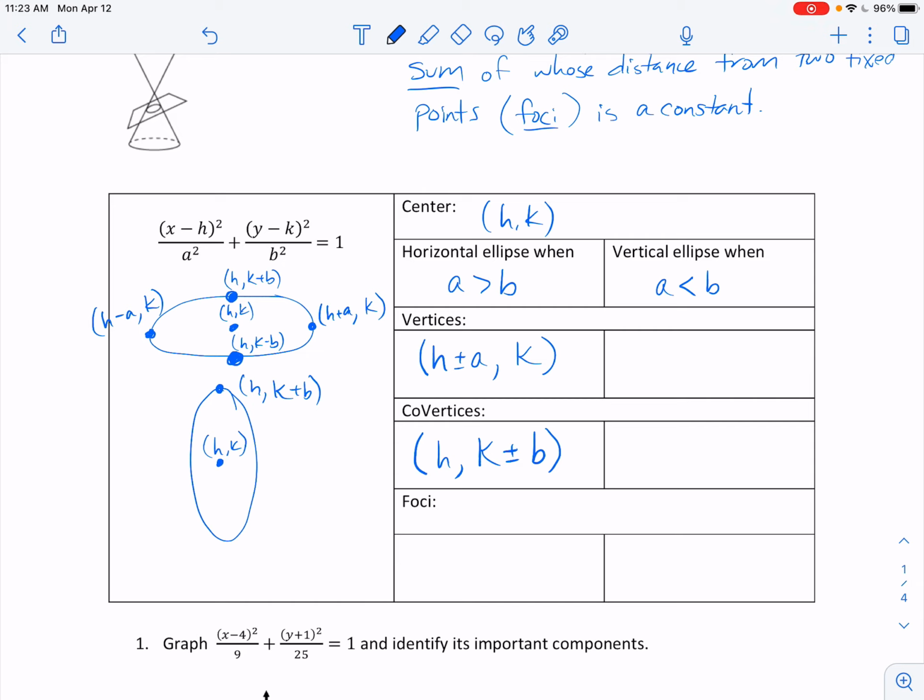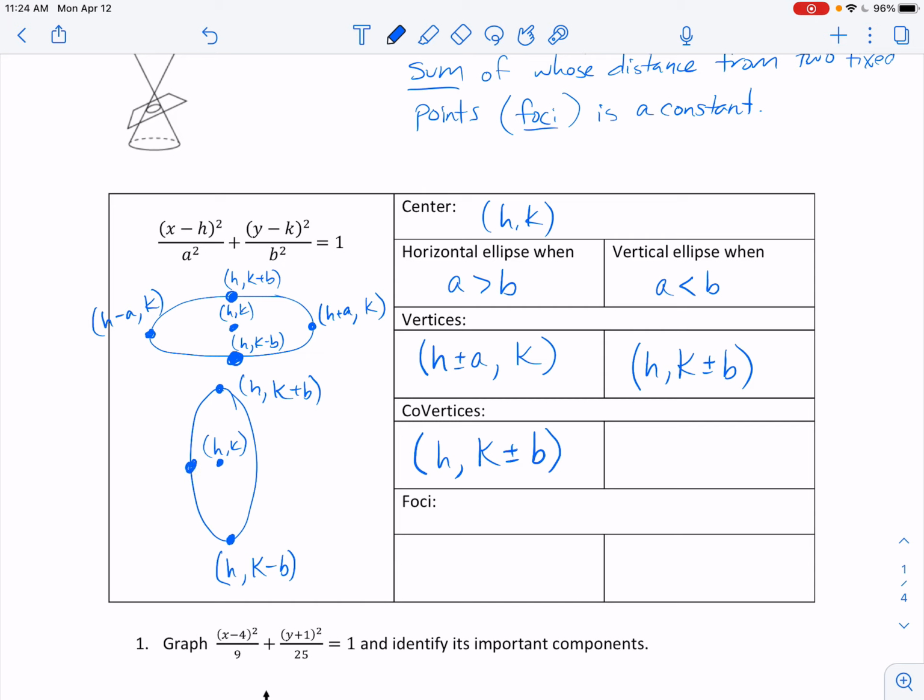Anyway, got distracted. Okay, the x value is the same, and then we start at the center, and now we subtract away that b value. So when the ellipse is vertical, the vertices are going to be h and then k plus or minus b. There's two vertices. I'm just writing them as one expression.